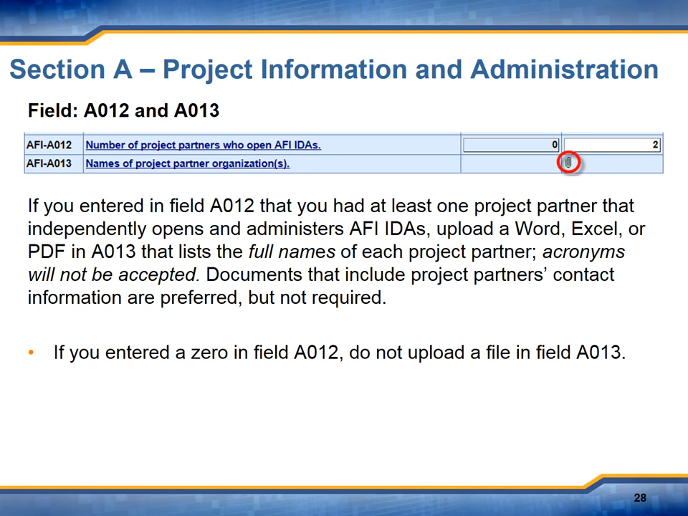Field A12 asks for the number of project partners for this grant. In this case, a project partner is an organization that independently opens and administers AFI IDAs for the grant. If you reported there being one or more project partners, upload a Word, Excel, or PDF document in Field A13 that lists the full names of each project partner. Acronyms will not be accepted. Documents that include project partners' contact information are preferred, but not required. If you entered a 0 in Field A12, do not upload a file in Field A13.